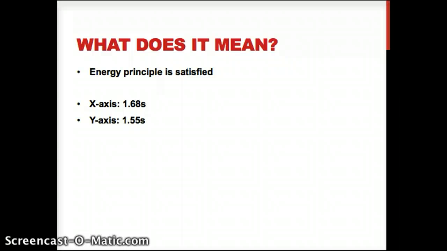As we just saw, the energy principle is satisfied as delta E equals 0, and we saw that in the graphical analysis that Python spit out for us. I've calculated an oscillating period based on the x-axis and the y-axis. We can see that the x-axis oscillating period is 1.68 seconds and the y-axis is 1.55 seconds. Why is it different? F net affects the system differently in the x and y directions. Gravity affects y but not x, so that makes these oscillating periods different.